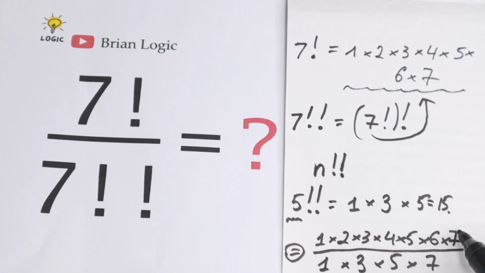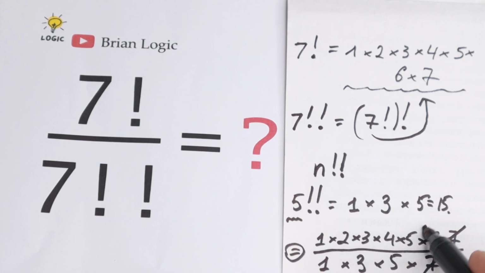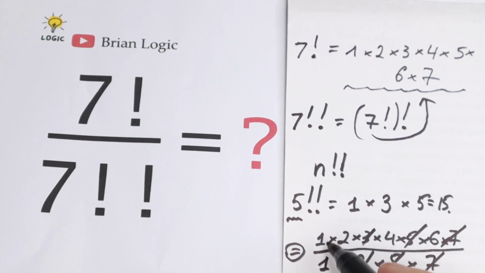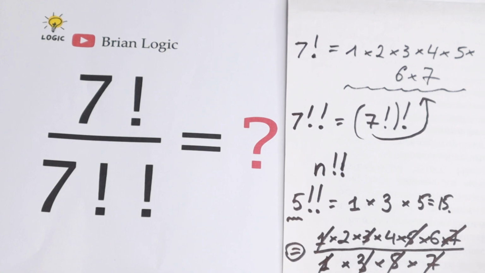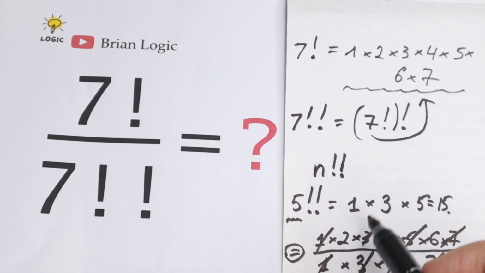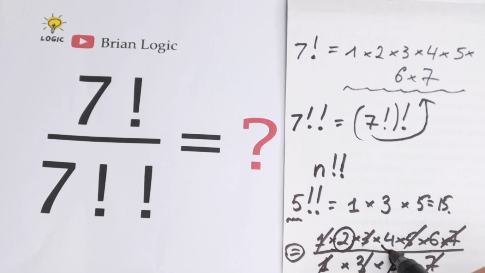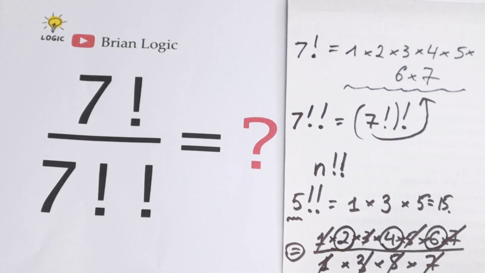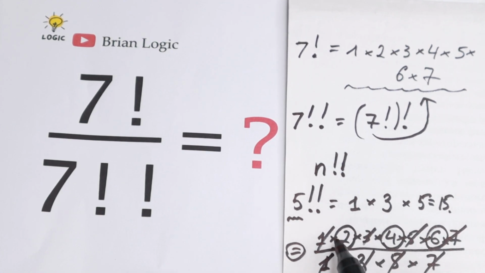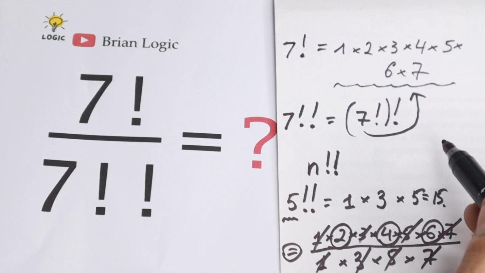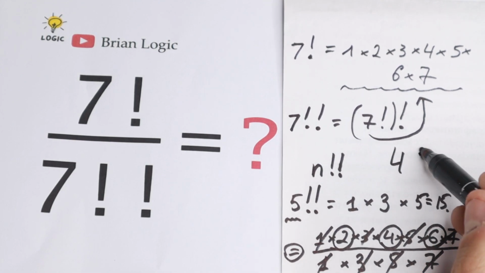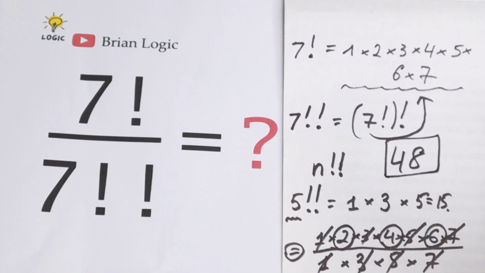And take a look, really interesting. 7 and 7 we can cancel, 5 and 5 we can cancel, 3 and 3 we can cancel, and 1 and 1 we can easily cancel. So what do we have as a result? We have 2 times 4 times 6. If you multiply this, 2 times 4 will be 8, and 8 times 6 will be 48. So this is our answer.